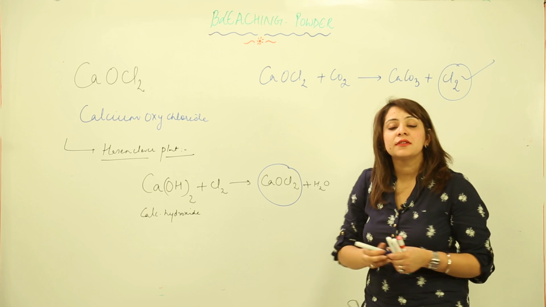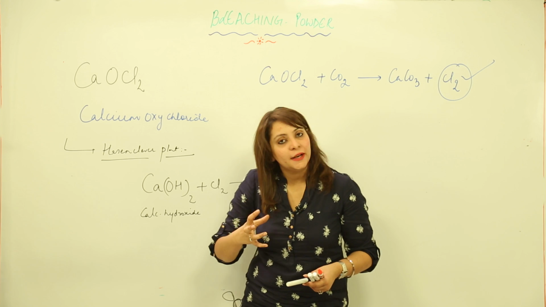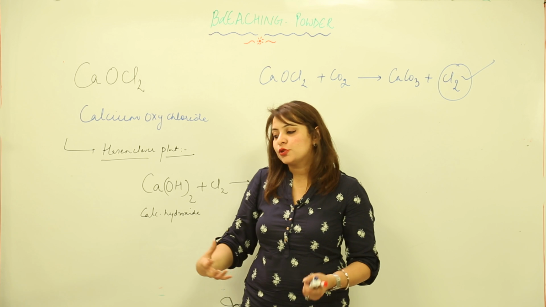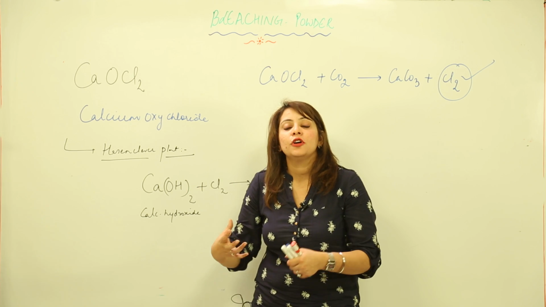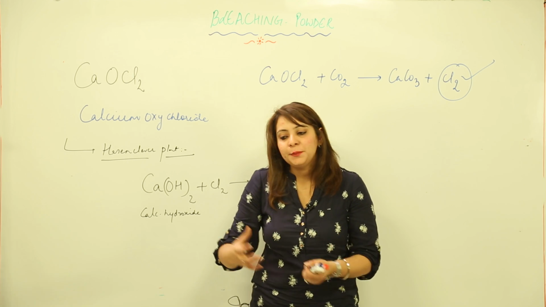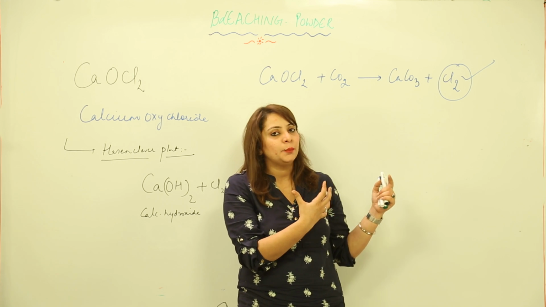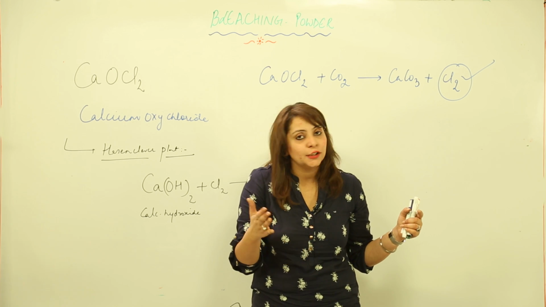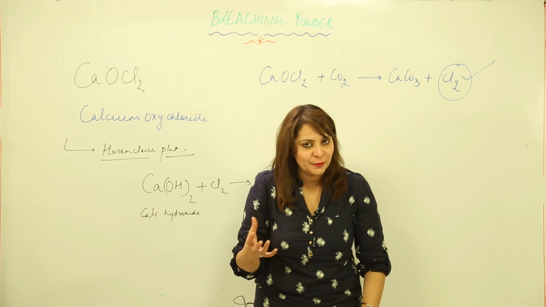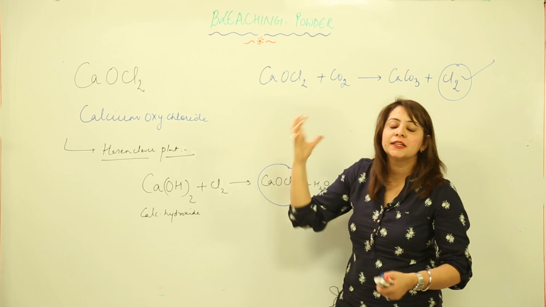And due to the release of this gas, chlorine, it gives a strong smell of chlorine. So you get a question like this: when you keep bleaching powder in air, you can smell the chlorine gas. This is because when we keep the bleaching powder in air, it reacts with the carbon dioxide present in air, and this kind of reaction takes place and it leads to the evolution of chlorine gas. Obviously the chlorine gas is liberated, so that is why it gives the strong smell of chlorine, right?